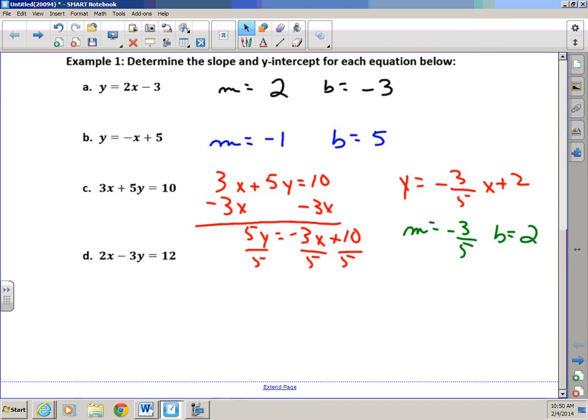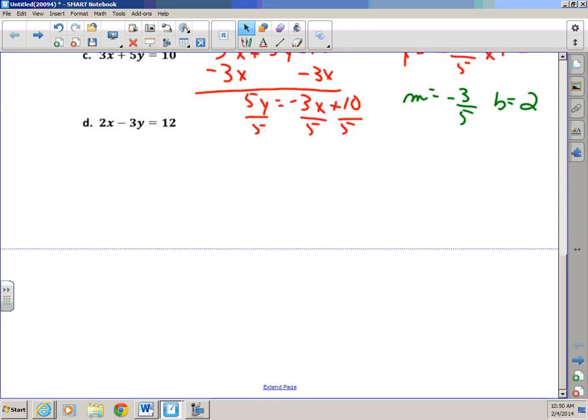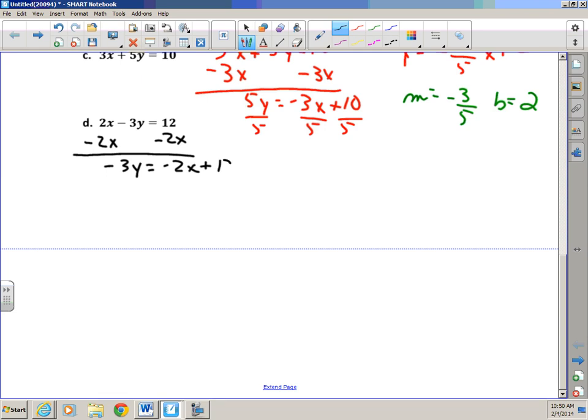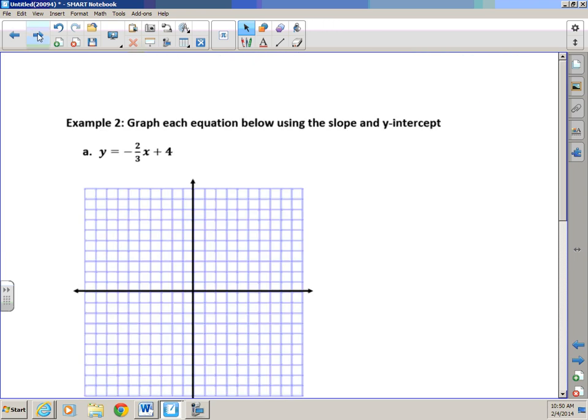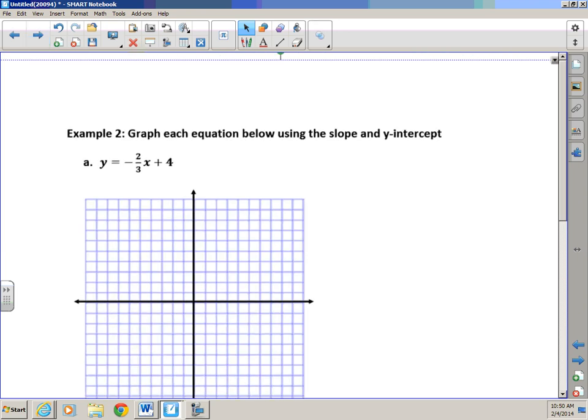And then lastly, I want to solve this for y. -3y equals -2x plus 12. Divide everything by -3. A double negative becomes a positive. So what's my slope? It's a positive 2/3, and my y-intercept is a -4. Now, why are we bothering to learn that?